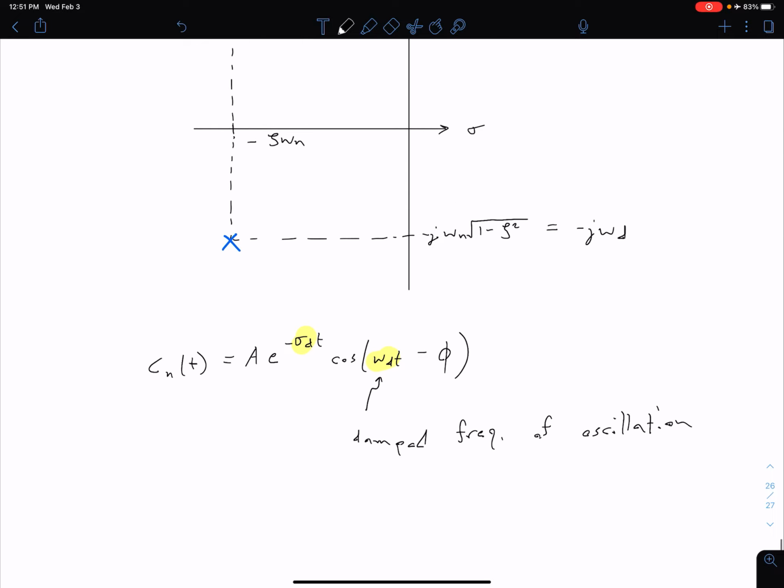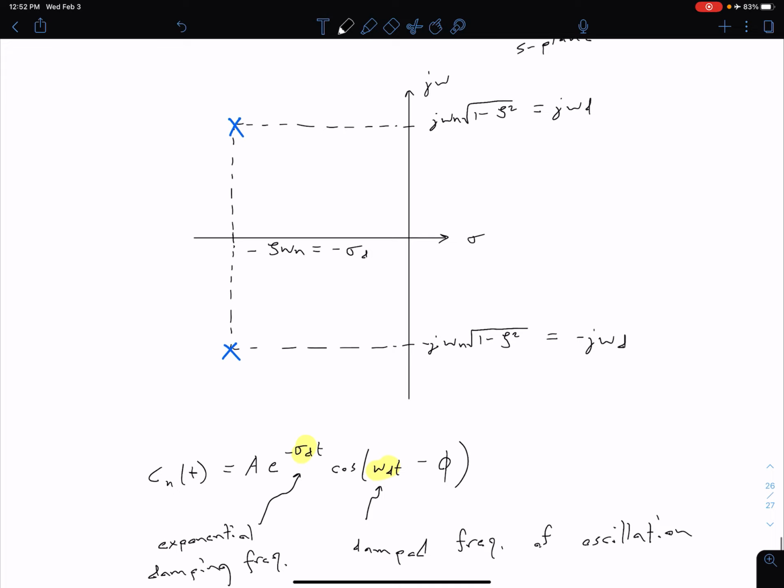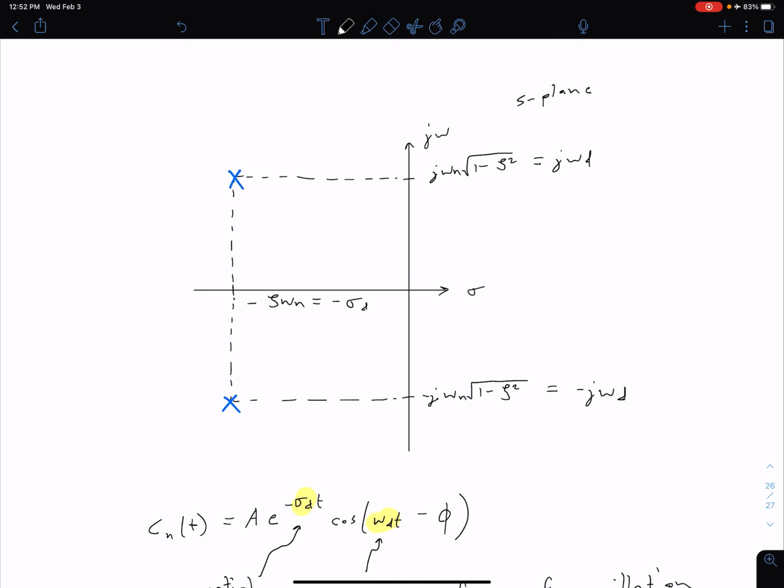We also have sigma sub d, which is our exponential damping frequency. And again, this is something we've mentioned before. For this one, we're going to say that negative zeta omega n is equal to negative sigma d. And so that's how we can relate that to that previous equation. Again, this is going to make our life a little bit easier, as you'll see in a minute.